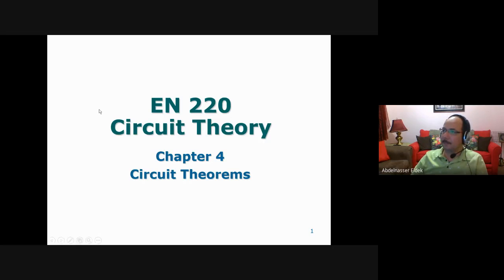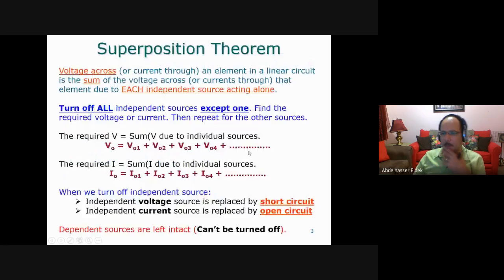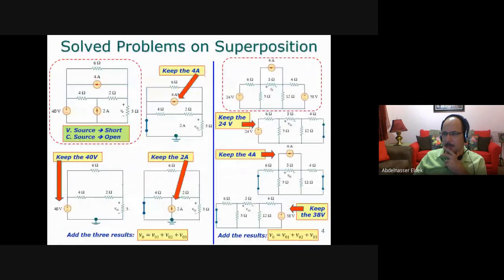For example, we have something called superposition, linearity, source transformation, Thevenin and Norton, and maximum power transfer. Let us see what superposition is. Superposition simply says that, let me show you this example to make it easier. Imagine that you have a circuit like this, and I ask you to calculate, for example, the voltage across this 3 ohm. Of course you can solve it using nodal analysis or mesh analysis as I explained before.